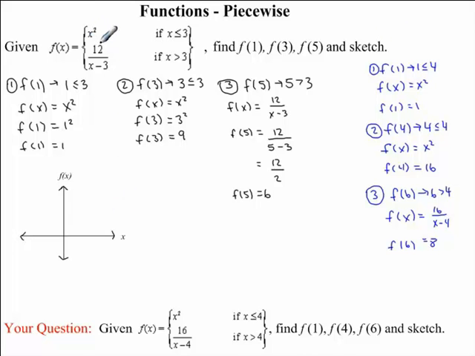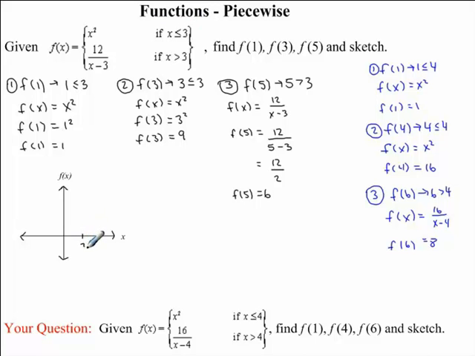So let's look at our first function, x squared. We should all be familiar with this shape. It will produce a parabola that opens up and is centered at 0, 0. However, our function is only equal to x squared when our x is less than or equal to 3.